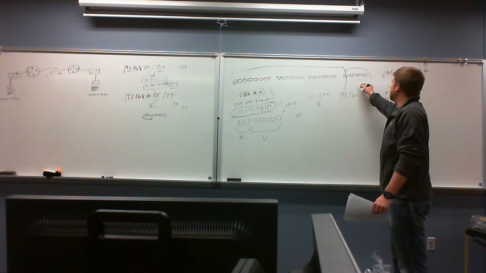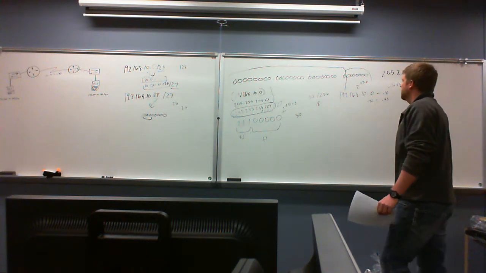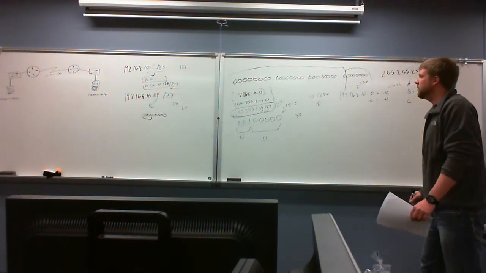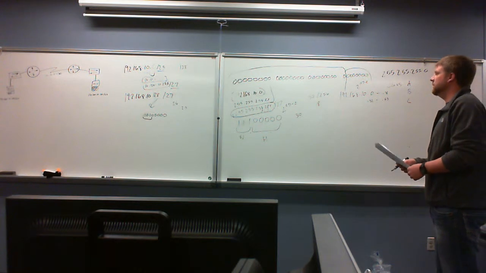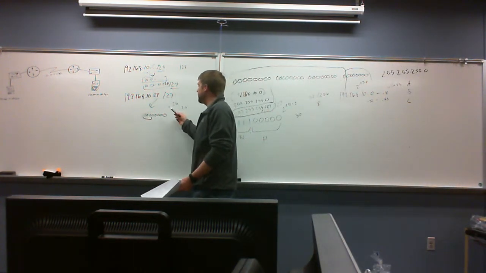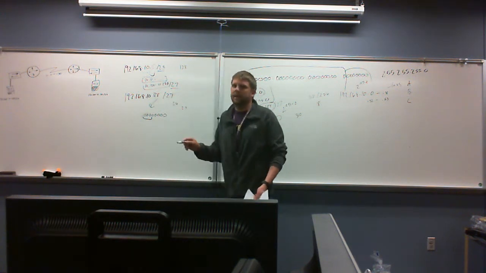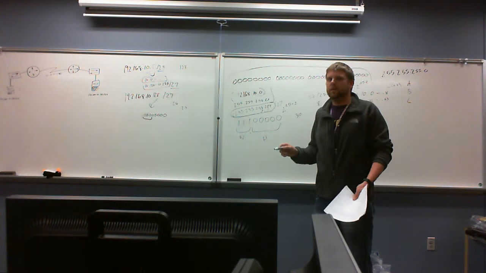And then once again, you just take 2 to the power of 7 minus 2 to figure out how many hosts that gives you. So it gives you a smaller range of hosts, but it gives you more logical separation out of that one subnet. So more departments.